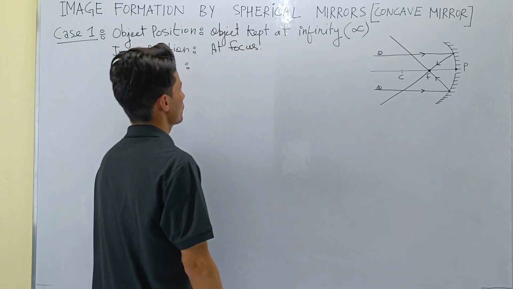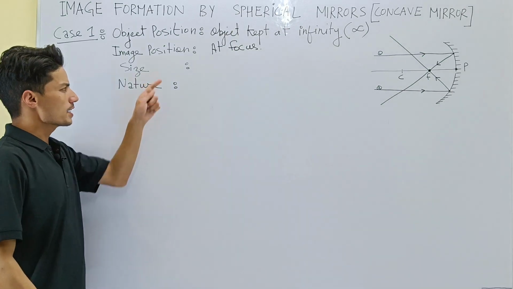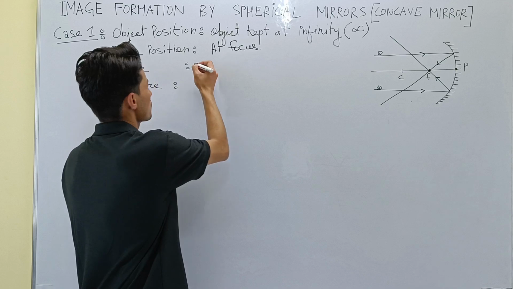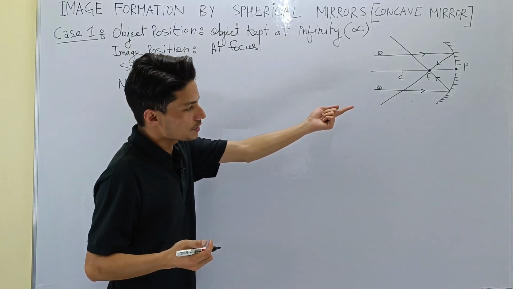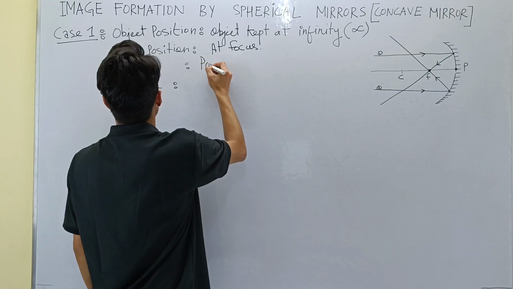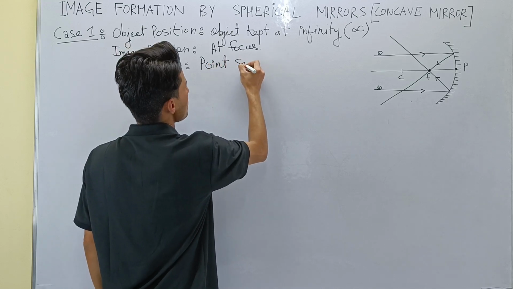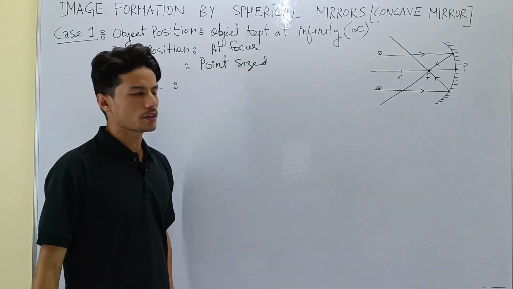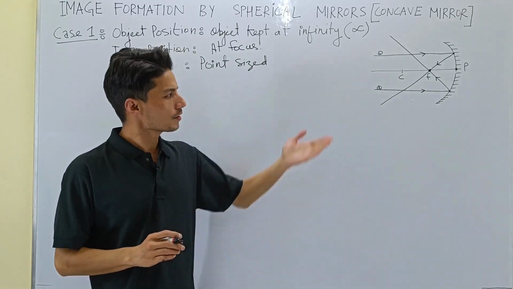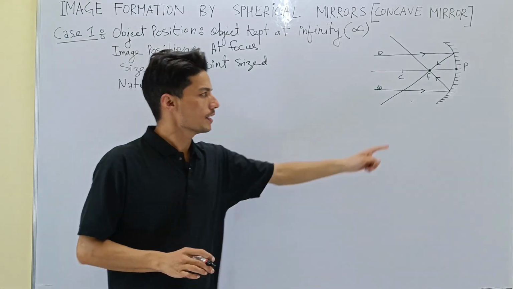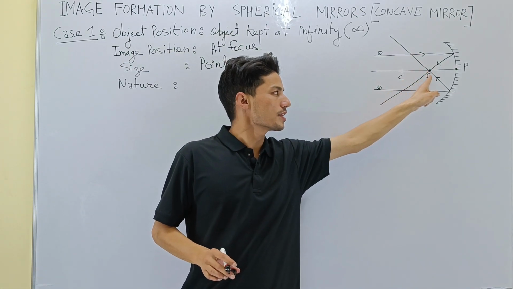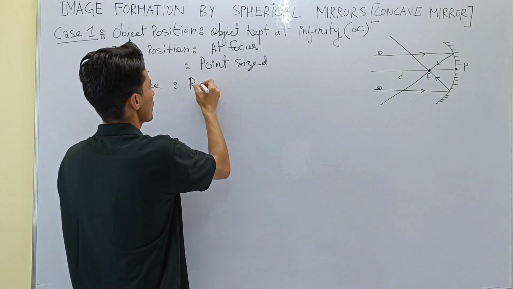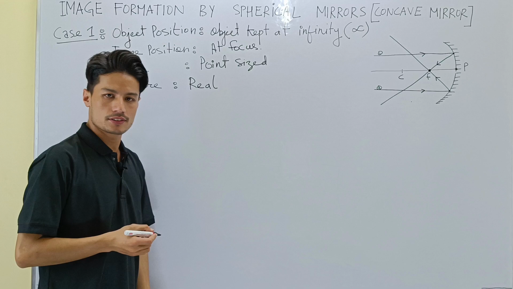Class, you write: image position is at focus. Size. See, the size is very small. It's point size only. We won't even know what it is. So the image size is point-sized. And nature, what will it be? Real or virtual? Anyone? This will be a real image because the reflected rays actually do meet. So this is a real image. So nature is real. See, it's easy, isn't it?